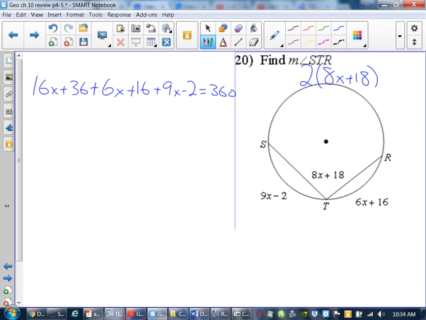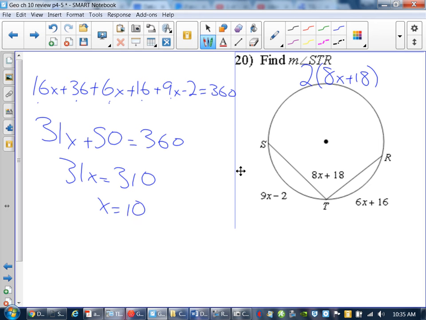So unfortunately, no. So 16 and 6 is 22. 22 and 9 is 31. 36 and 16 is 52. 52 minus 2 is 50. And again, you'll notice once you get everything together, you can probably already see that it works out rather nicely. Okay. Subtract the 50, and you have 31x is 310.